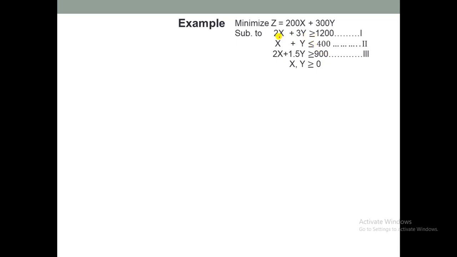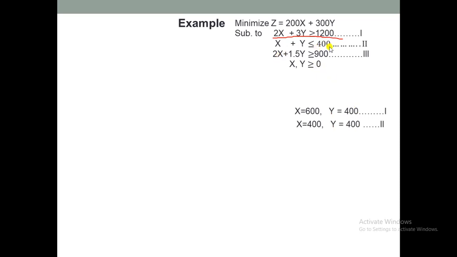So it will be 2x plus 3y equal to 1200. Then we put x equal to 0 and calculate y, then put y equal to 0 and calculate x. So we get x equal to 600, y equal to 400, because when x is 0, 1200 by 3 will be 400, so y will be 400. When y is 0, x will be 1200 by 2, that is 600. So the first coordinates are 600 and 400.